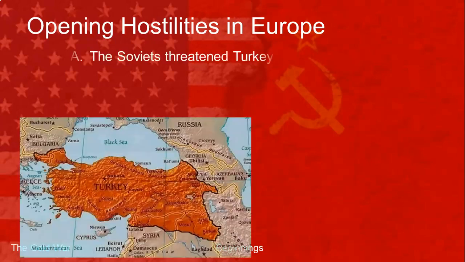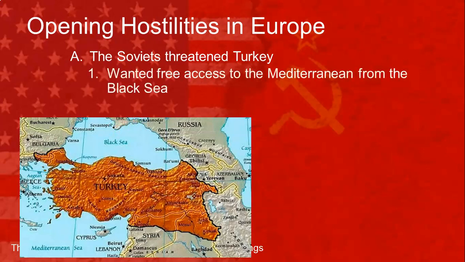So, the opening of hostilities in the 40s actually starts with Turkey. Okay? Turkey, as you notice on our map here, borders the Mediterranean, but it also borders the Black Sea. And out here is the Soviet Union. The Soviet Union has a huge military naval base here in Crimea. And the Soviets threatened Turkey.